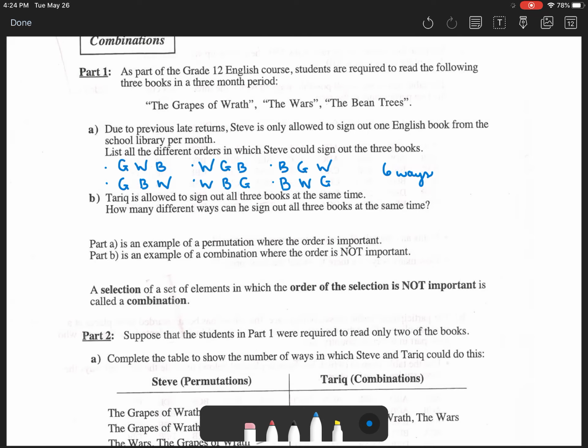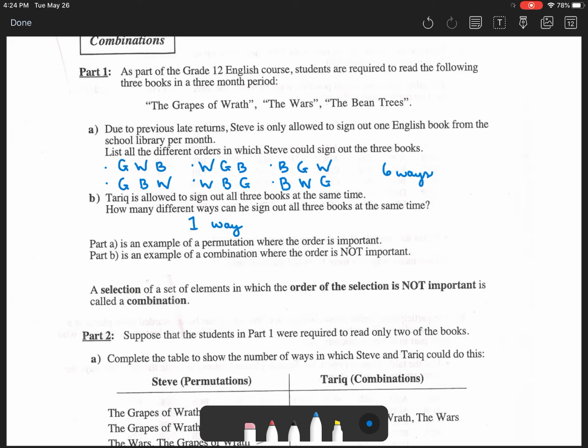Now in B, it says Tariq is allowed to sign out all 3 books at the same time. How many different ways can he sign out all 3 books at the same time? Well, not a trick question. There's only one way. He goes up to the self-serve or to the library and says, I want to take out these 3 books all at once. He can only do that one way. He walks out of the library with those 3 books. We're not talking about the way that they are scanned at the till or anything like that. We're just talking about how he can take out those 3 books. There's only one way. He takes all 3 at the same time.